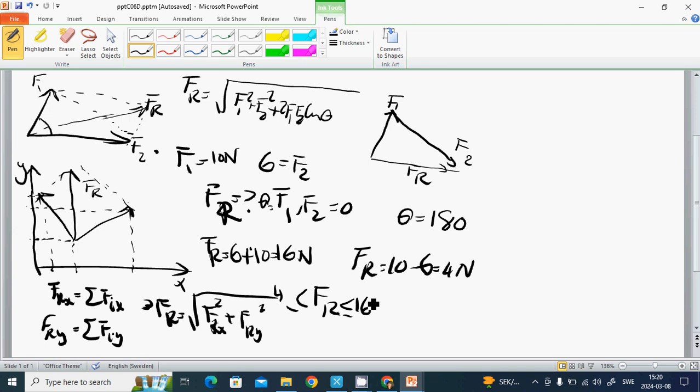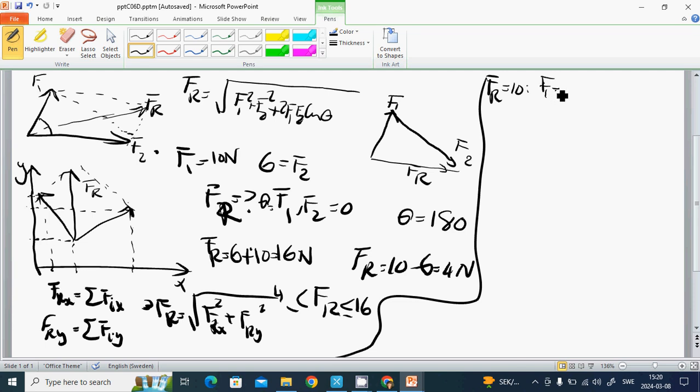So I am going to go through another example. Another example is that FR equals 10. Which one is possible? F1 is 7 and F2 is 3. If theta equals 0, then FR equals 7 plus 3, which is 10 newton.